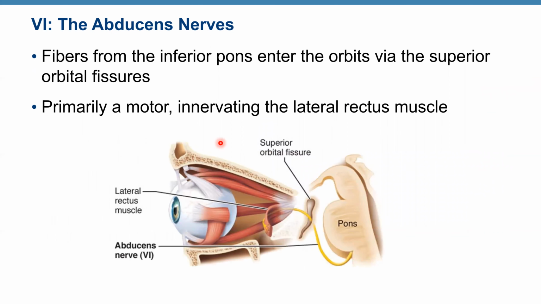Abducens nerve, that's a motor nerve as well. It arises from the inferior pons, and it innervates the lateral rectus, so only one muscle of eye movement. Most of the muscles of eye movement are innervated by the oculomotor nerve, and we have the trochlear nerve, which innervates the superior oblique, and we have the abducens, which innervates the lateral rectus. Because it innervates a muscle of eye movement, it's responsible for eye movement.